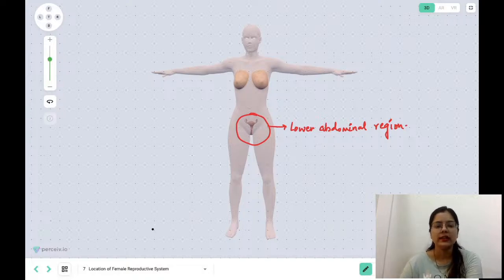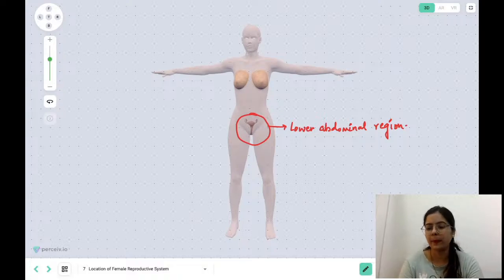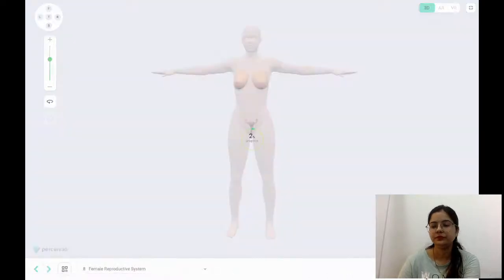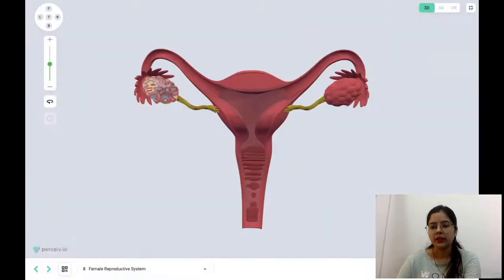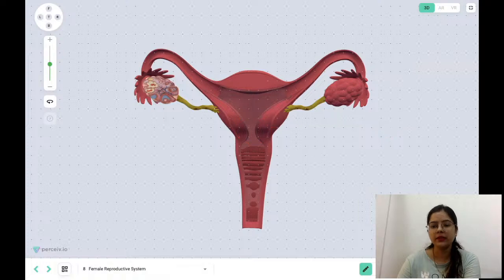All right. Now, let us move ahead with the main reproductive system. Okay, so this comes up as our model of the female reproductive system.